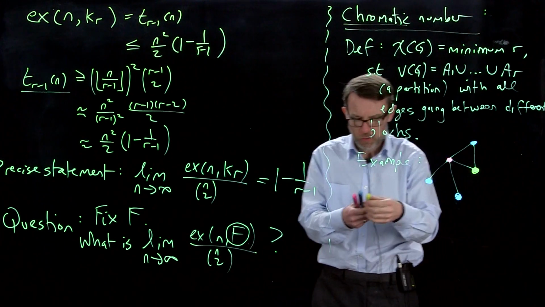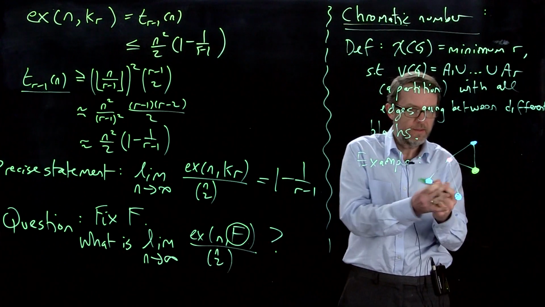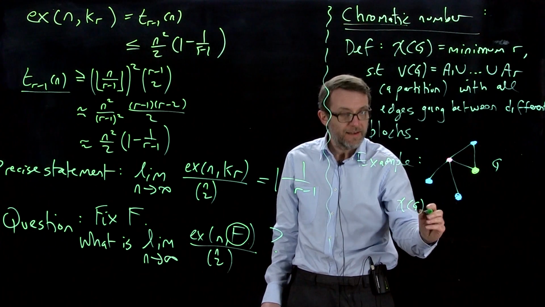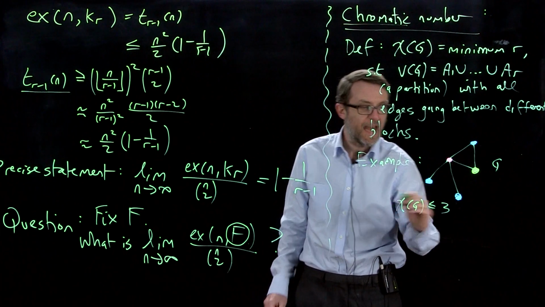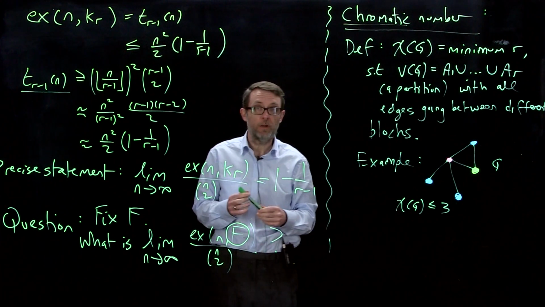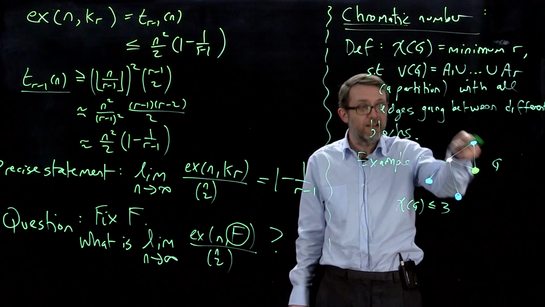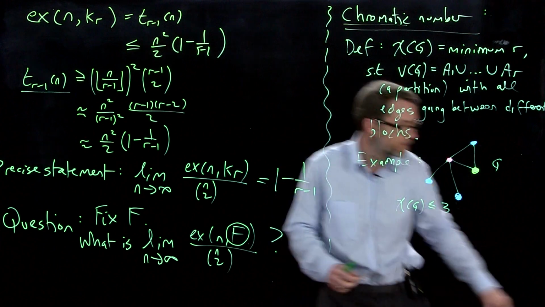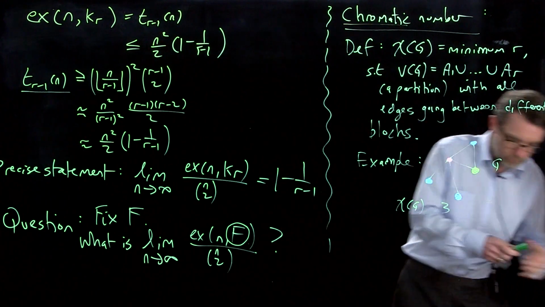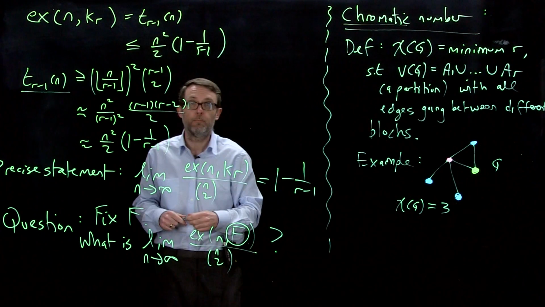This picture shows that if this is my graph G, then the chromatic number of this graph is at most 3, because I have exhibited a specific partition into 3 blocks. Can I do better? I don't think so, because I need at least 3 blocks to deal with the vertices of this triangle. So in fact, I can pretty quickly argue that for this particular graph, the chromatic number is equal to 3.